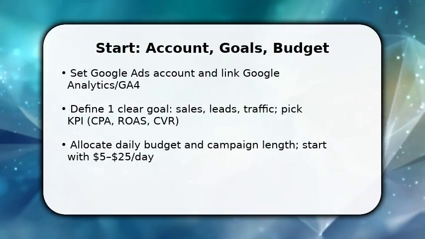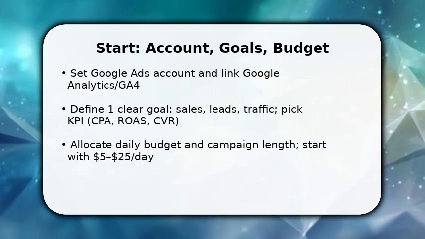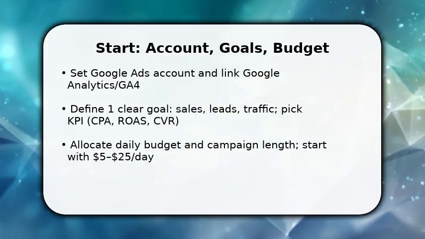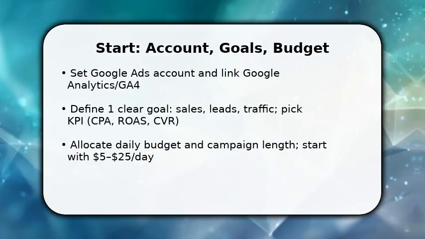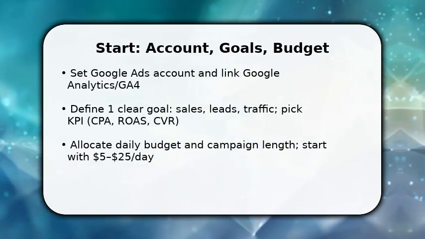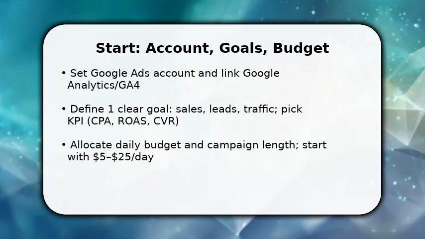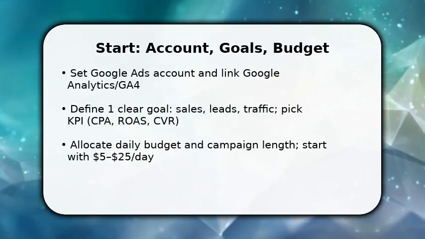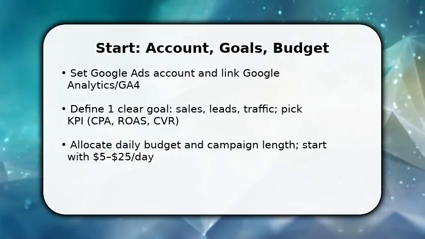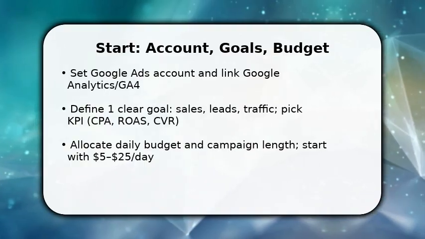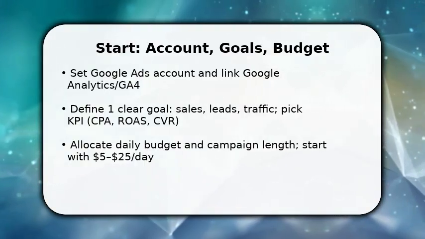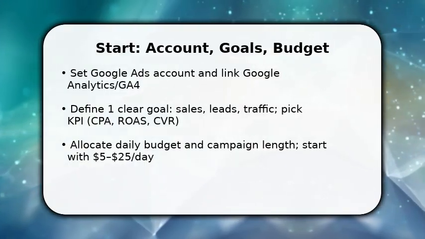You begin by opening your Google Ads account and linking analytics so you can measure results. Once done, choose one clear goal, for example sales or leads, and assign a KPI like CPA or ROAS to guide decisions. Next, set a realistic budget and campaign duration.